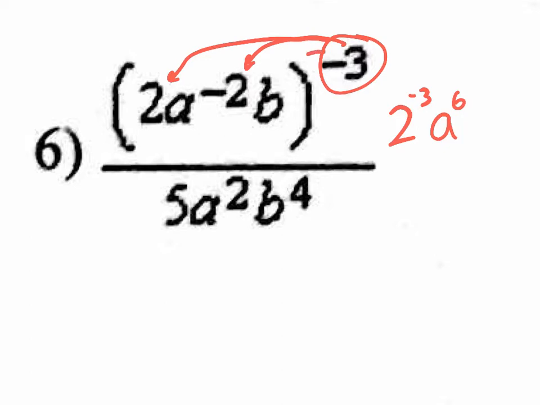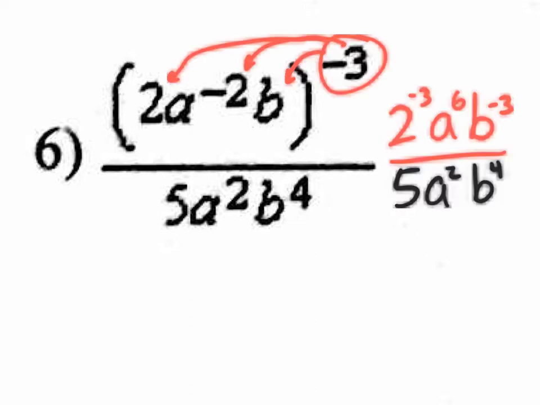And then take that -3 and put it on the b. That'll be b to the -3. And on the bottom, we're not even going to mess with that. I'm just going to rewrite it right now: 5a squared b to the 4th. Are you with me? Okay.